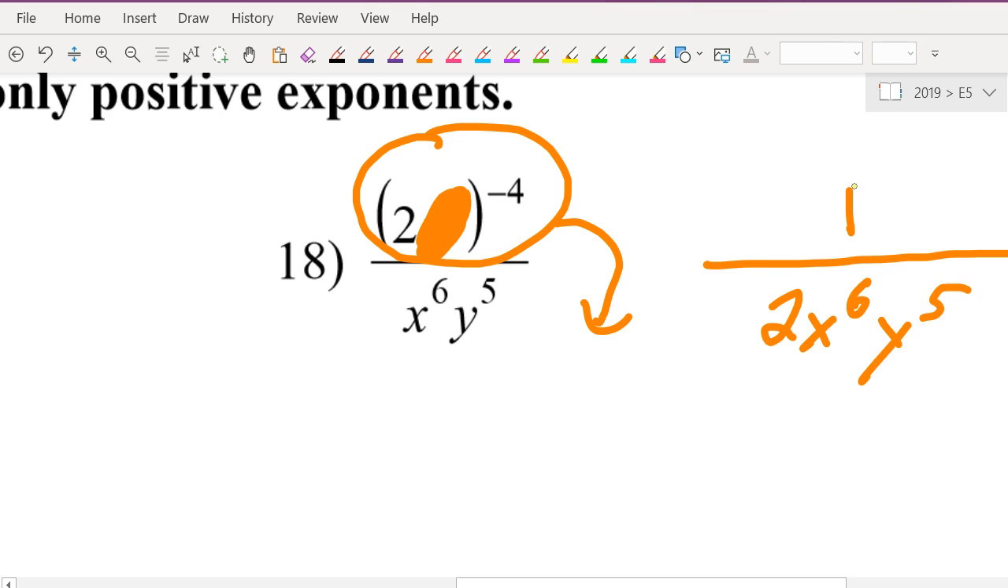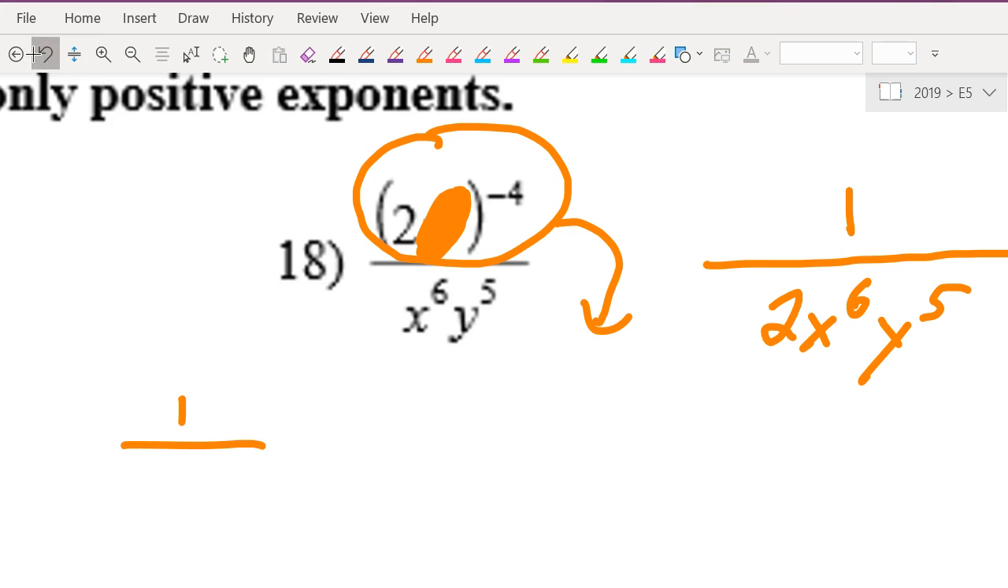Somebody asked, do we need to write a 1 up here? Well, that's like saying if you have 1/10, did you have to write a 1? You do. It's like blank over 10 doesn't work, right? Is there another question?